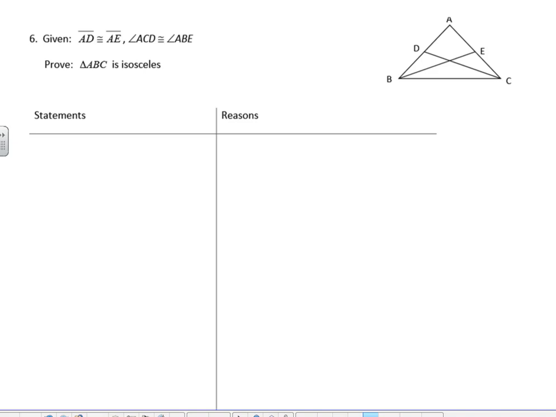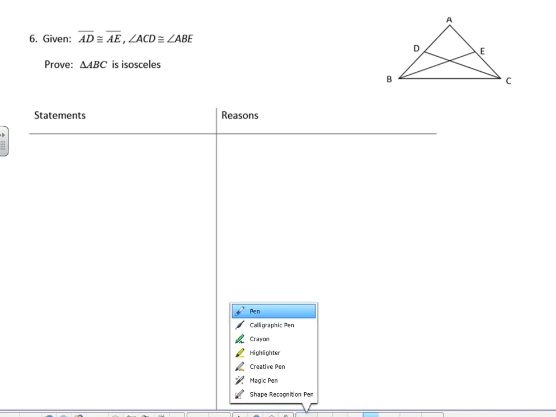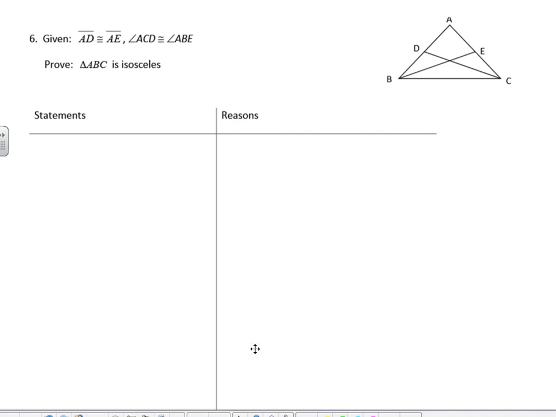AD is congruent to AE, and angle ACD, and we're trying to prove that triangle ABC is isosceles. So we kind of begin with the end in mind. I'm trying to prove that this big triangle is isosceles. Well, if that were the case, what I would need to show is something like side AB is congruent to side AC. So if that were the case, that would get me to isosceles.